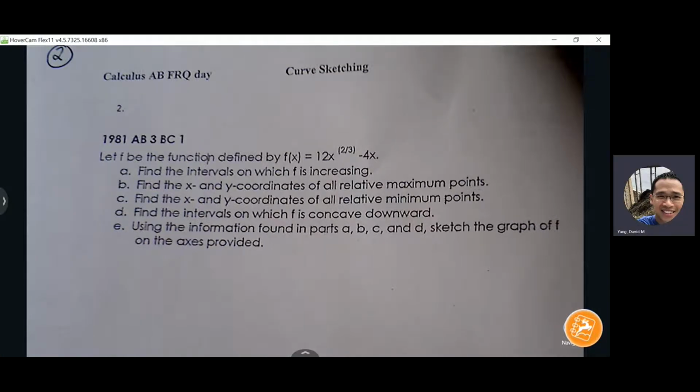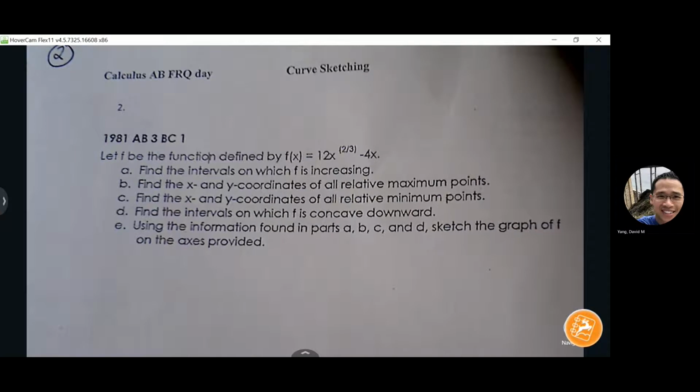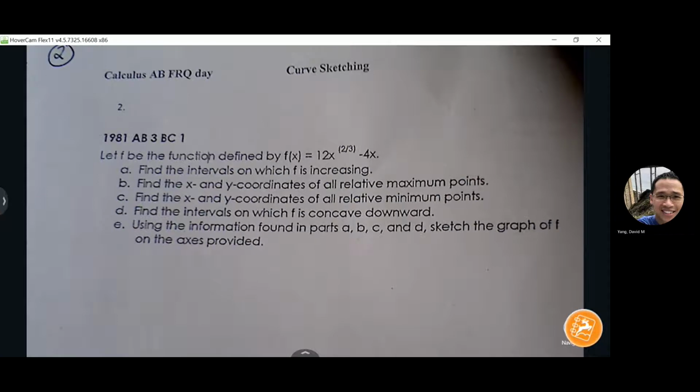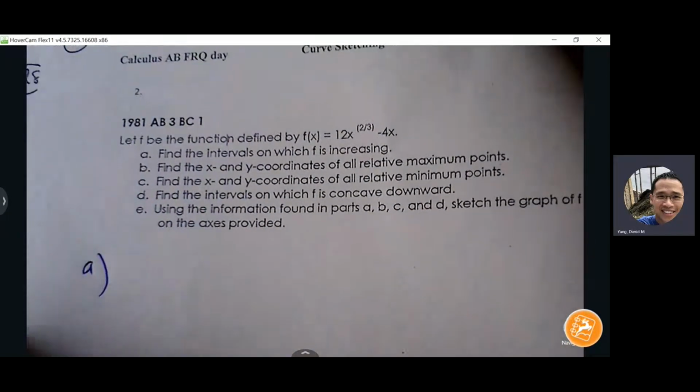The keys are attached. So if you flip over a few pages, you're going to see the key for this problem. Okay, start off by finding your derivative, first derivative.